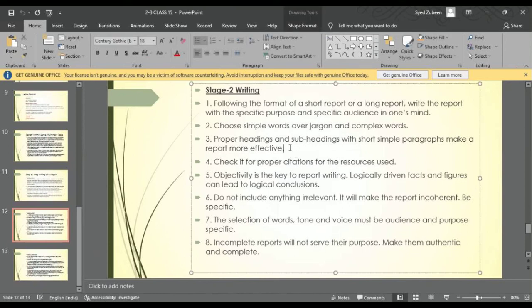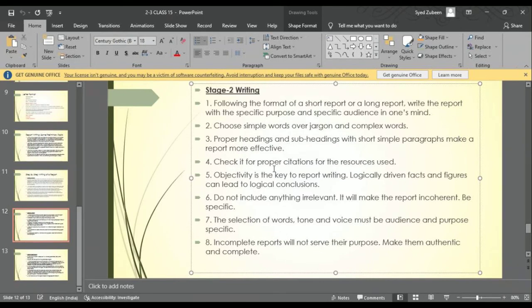When we started this particular unit, we talked about how the writing should be short and simple, focus on brevity. For that, use proper headings and subheadings to make short, simple paragraphs. Do not write long paragraphs. Do not write long sentences that make no sense. Write effectively, and that is the most important thing.